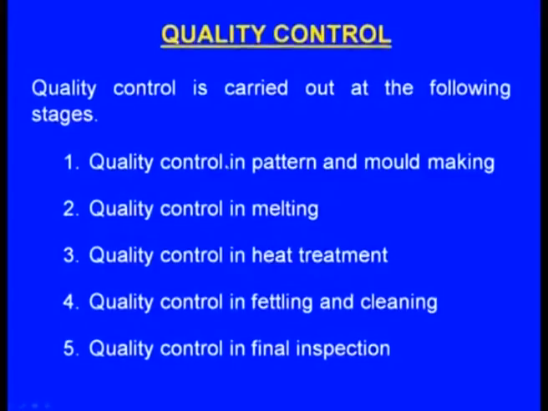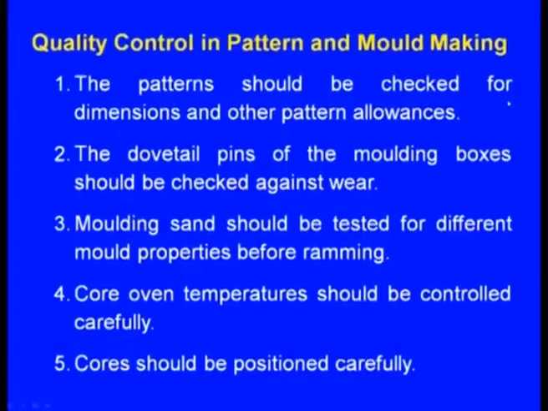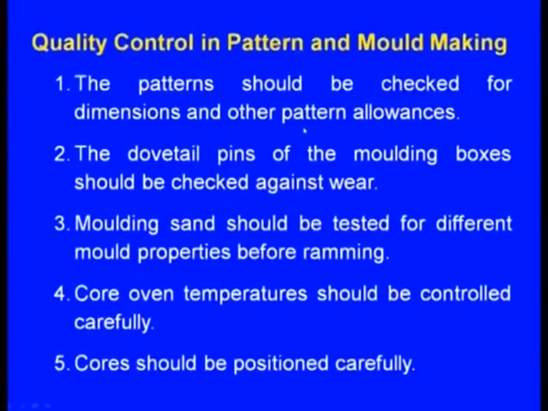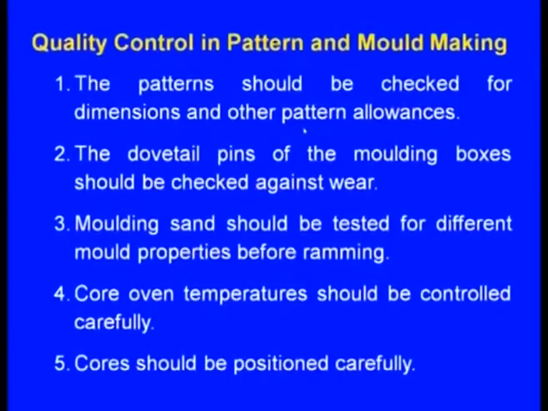First, let us see the quality control in pattern making and mold making. What is this? How is it done? The patterns should be checked for dimensions and other pattern allowances. Does the pattern have the required dimensions or not? Does the pattern have the required pattern allowances like the machining allowance, shrinkage allowance, draft allowance, taper allowance, and warping allowance. So, all these allowances are to be given to the pattern. So, does the pattern have all these allowances or not? So, that is to be checked.